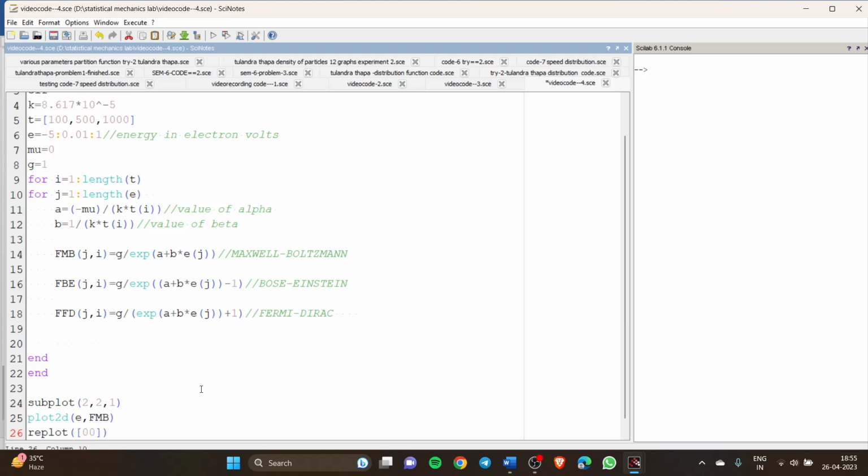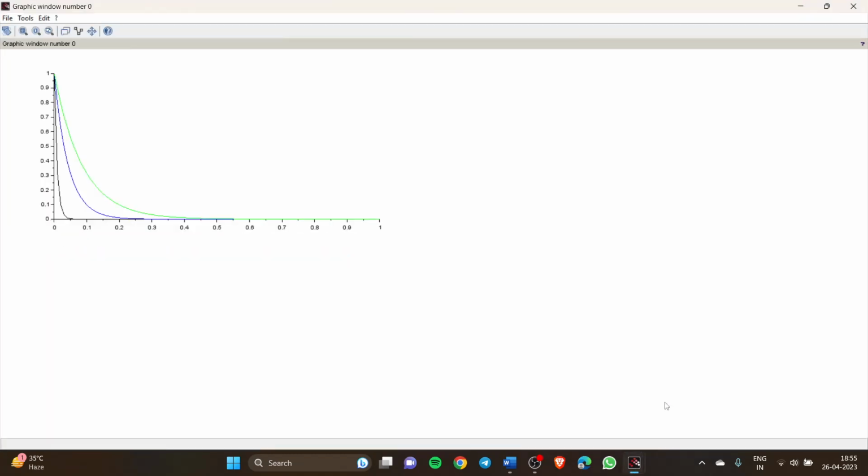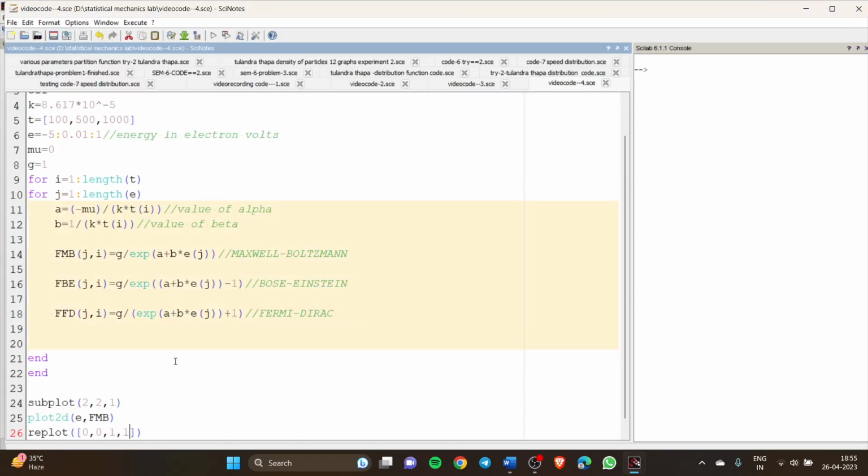First 0 comma 0 shows the position of x and y at the origin, where the origin is starting from, and the next two terms are up to which x and y should go. So this is x, and we have g's value 1, so y's value should be 1. Now this is for Maxwell Boltzmann, so it should come out to be correct. First press F5 and we simply have to go and see. So there we can see that Maxwell Boltzmann's curve is coming out to be correct.